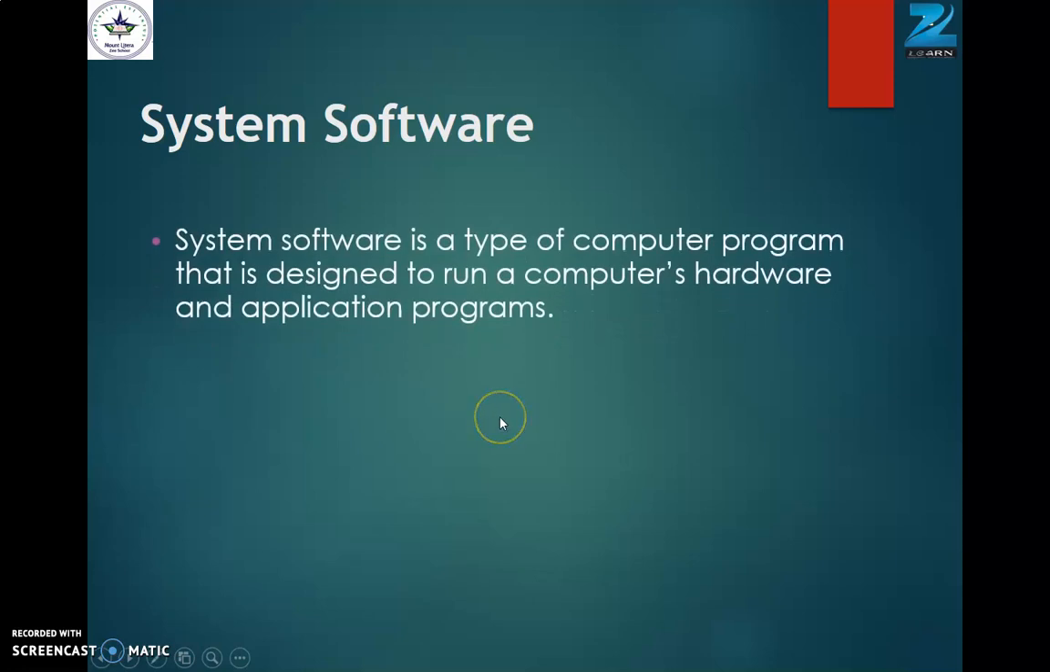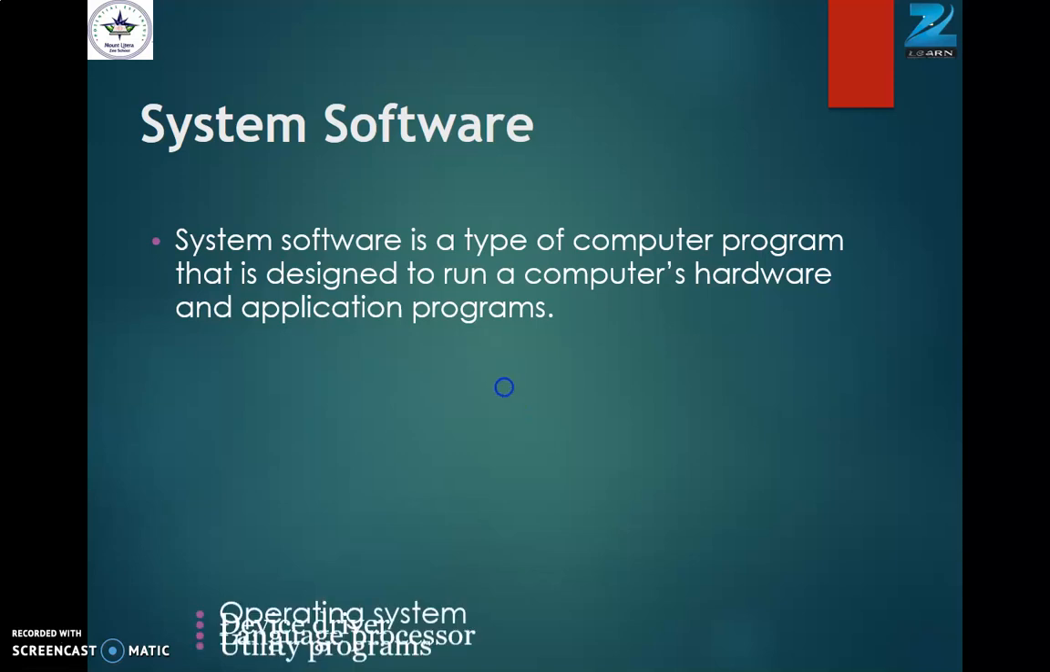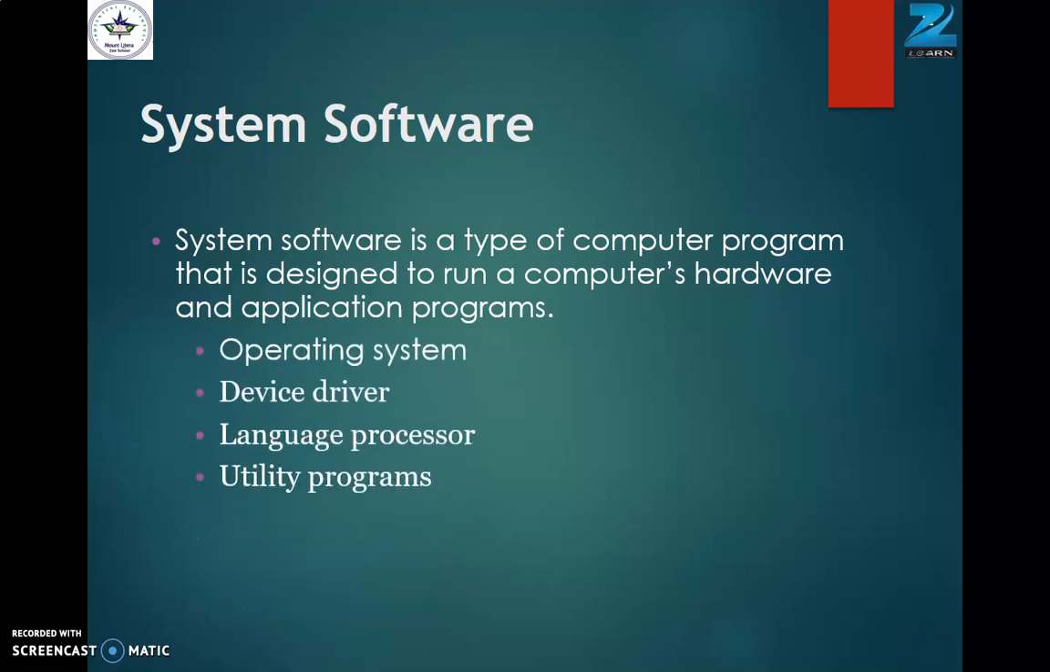Just recall it. System software is a type of computer program that is designed to run a computer's hardware and application programs. Operating system, device driver, language processor, and utility programs are included in it. We have already discussed operating system and device driver in the previous video. Please refer to it if you have not gone through it.